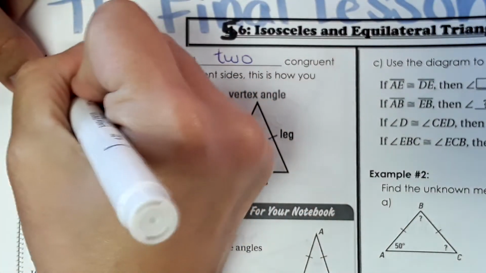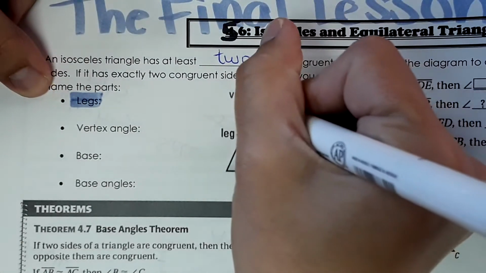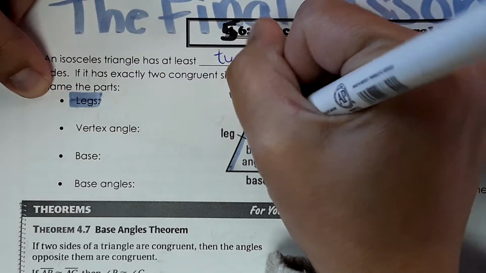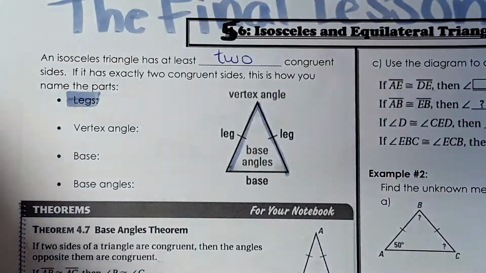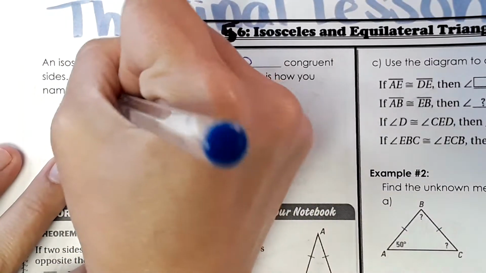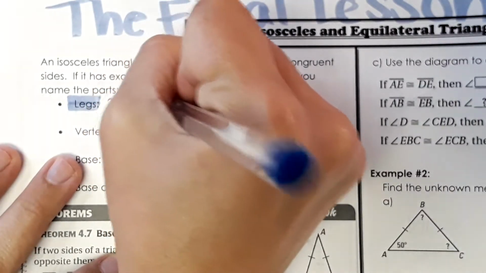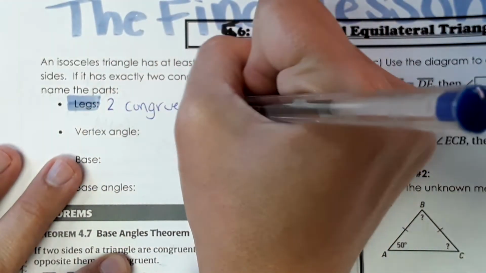Legs. The legs are the two congruent sides of the isosceles triangle. They're two congruent sides.